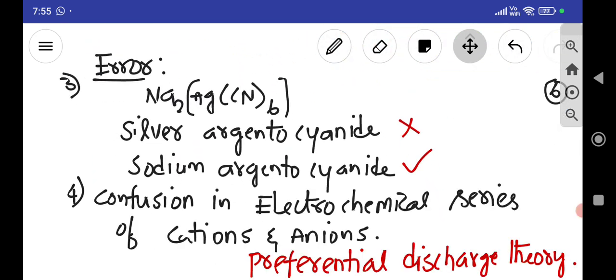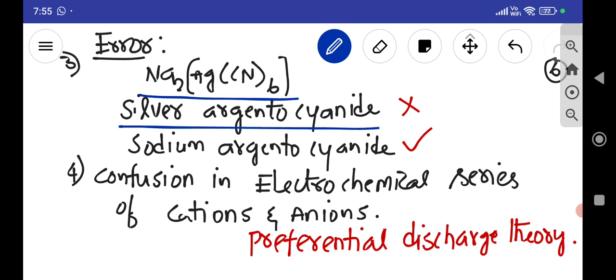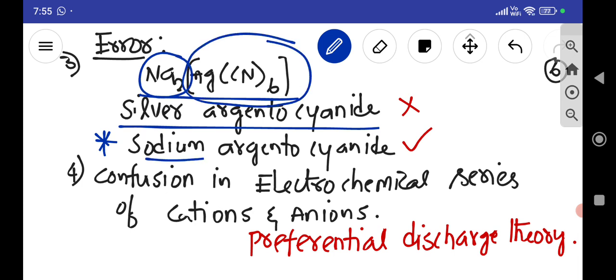Next, third error, what is done? Writing the formula for Na2AgCN6. So the mistake done is it will be written silver argentocyanide. Many times it was done by the students, but the actual name is, this is sodium, then inside this complex ion you call it as argentocyanide. So the name is sodium argentocyanide.